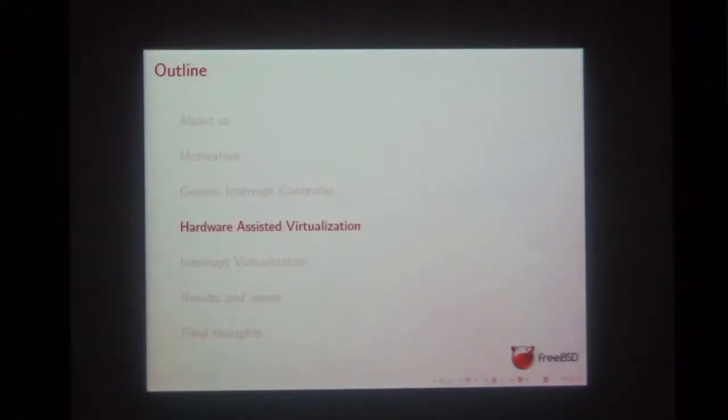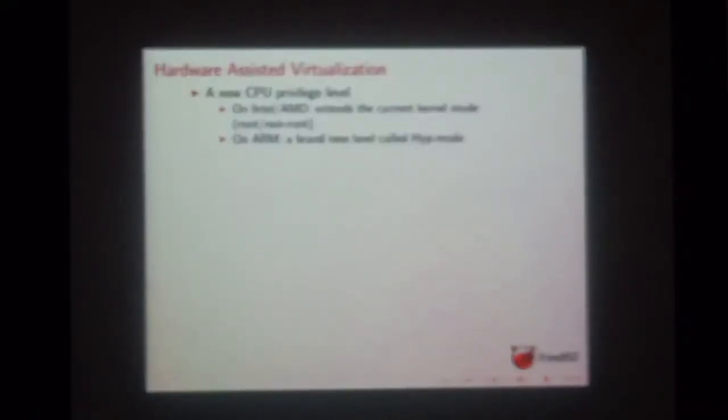At this point, I want to enter into the actual implementation of the interrupt controller virtualization. But before this, I want to reiterate what hardware assisted virtualization means in ARM CPUs, because it's a little bit different than x86. It resembles ARMv8, which Alex presented earlier. So on hardware assisted virtualization, we have a new privilege level. On Intel and AMD, it basically extends the current modes, kernel mode, with root and non-root. Basically, the same kernel runs with no modifications with this virtualization extension.